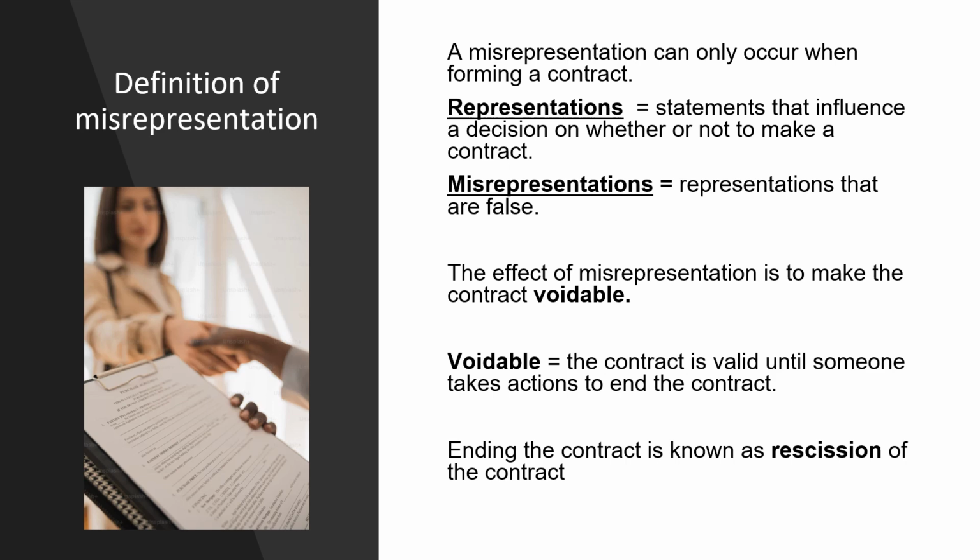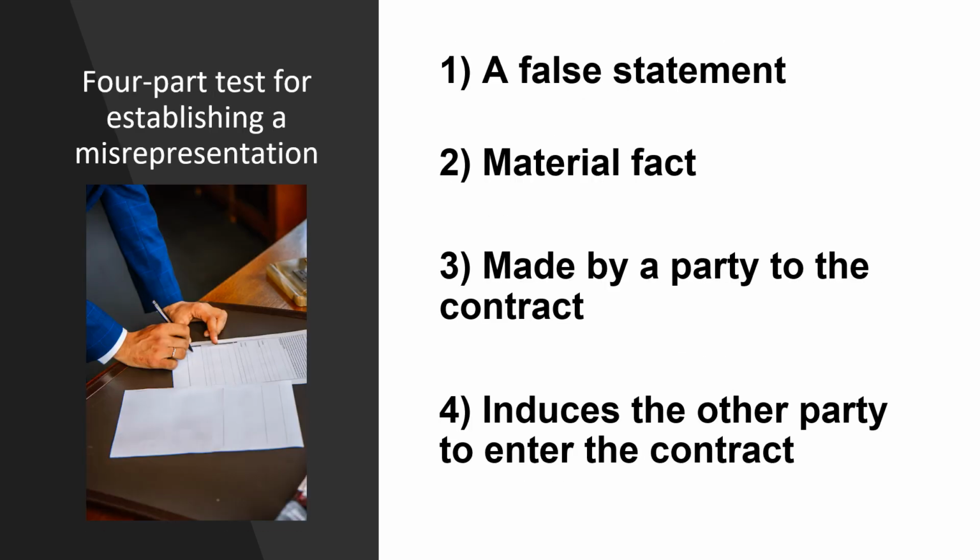And as I just said, voidable means the contract is valid, but you can take it to court and argue that the contract should come to an end. And ending the contract is known as rescission. So there's a four-part test for establishing a misrepresentation. Number one, it has to be a false statement, it has to be a material fact, it has to be made by a party to the contract, and it has to induce the other party to enter the contract. And you need to tick all four of these for there to be a misrepresentation.